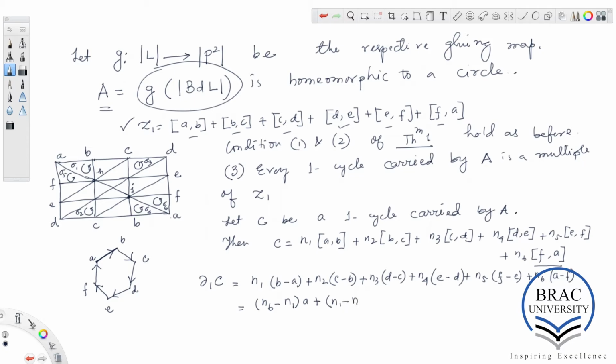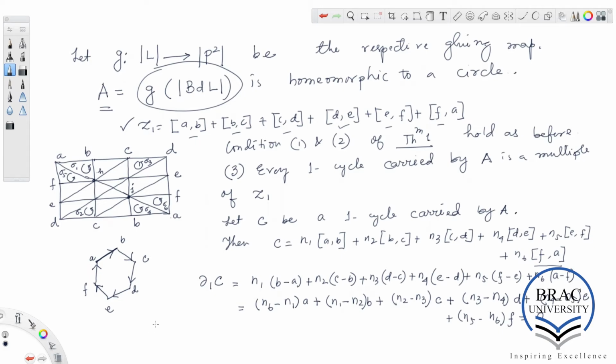(N1 minus N2) times B plus (N2 minus N3) times C plus (N3 minus N4) times D plus (N4 minus N5) times E plus (N5 minus N6) times F is equal to 0.